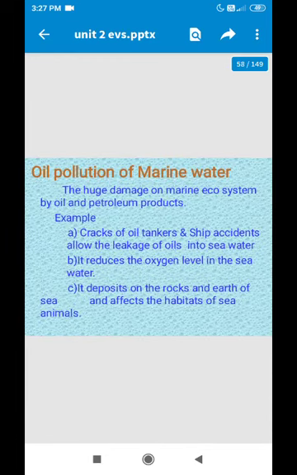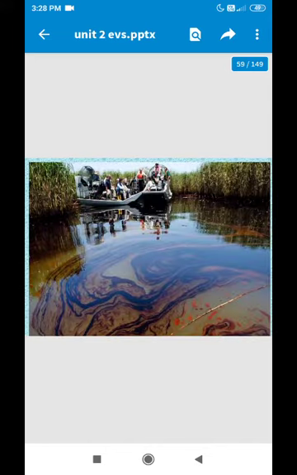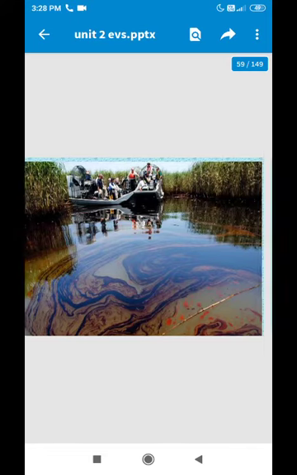Now let us see how oil pollutes the marine water. Oil and petroleum products cause huge damage to the marine ecosystem. Let us see some examples for that. Cracks in oil tankers and ship accidents allow the leakage of oil into the seawater, and that reduces the oxygen level in the seawater, and it deposits on the rocks and earth of the sea and affects the habitats of sea animals. Look at this picture. The oil is spread over the water.